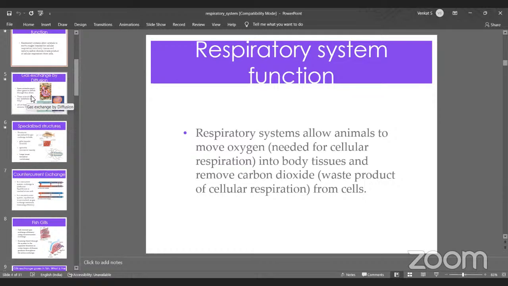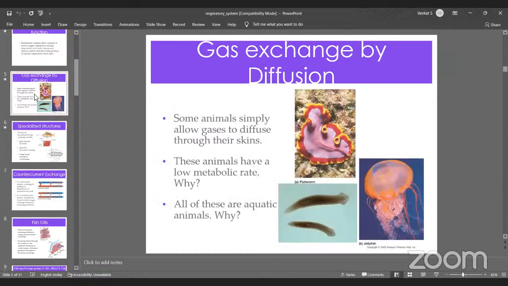Then gas exchange by diffusion. This is also very important. Some animals simply allow gases to diffuse through their skin. Those animals have a low metabolic rate. Why? They are aquatic animals, like earthworms, flatworms, jellyfish, and some types of fishes.